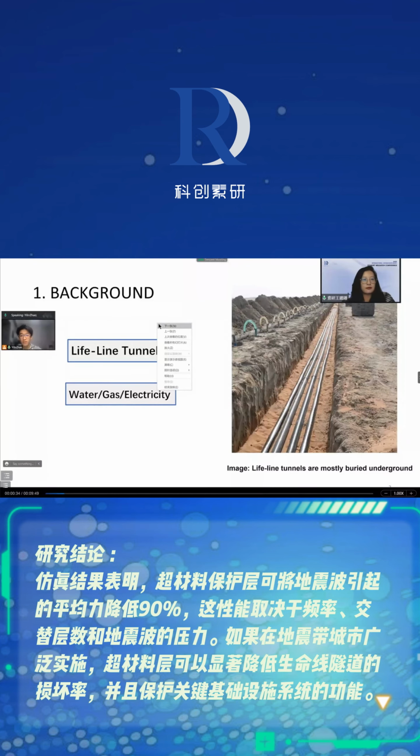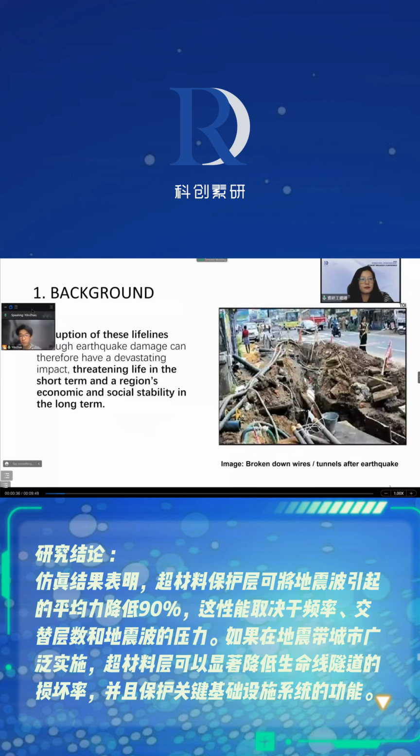And during earthquakes, these pipes are often prone to damage, and the disruption of these lifelines through earthquake damage can therefore have a devastating impact, threatening life in the short term and a region's economic and social stability in the long term. Because after the earthquake, some of the wires may break and people may lose internet connection, water supplies, or electric supplies. So that's really bad after an earthquake because we simply need everything to maintain our life.